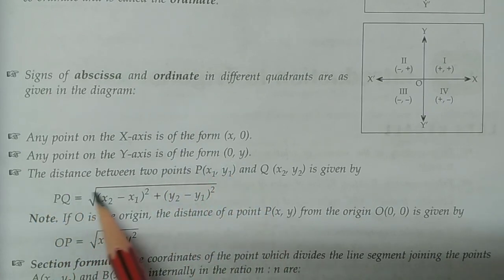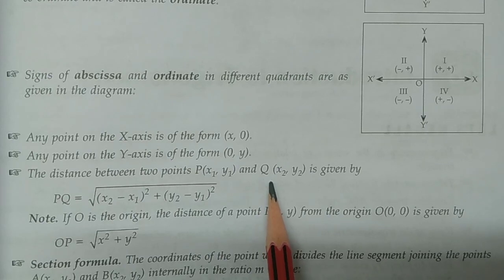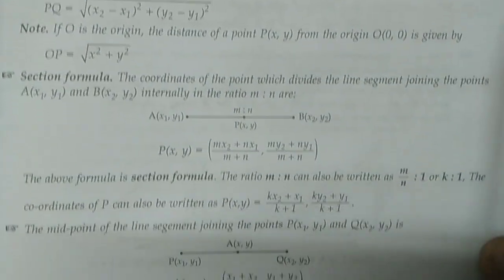(0, y). Next, the distance between two points P(x1, y1) and Q(x2, y2) is given by PQ equal to under root (x2 minus x1) square plus (y2 minus y1) square. So note, if O is the origin, the distance of a point P(x, y) from the origin O(0, 0) is given by OP equal to under root x square plus y square. So now we can complete from here.